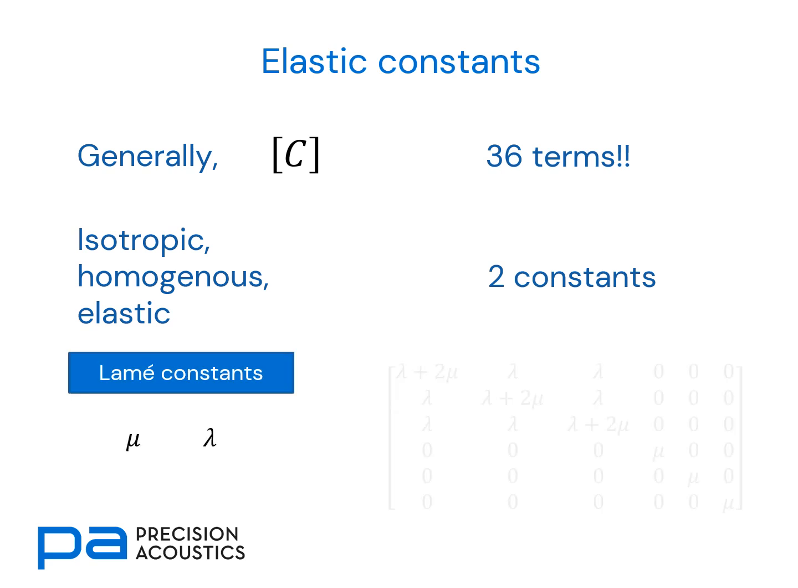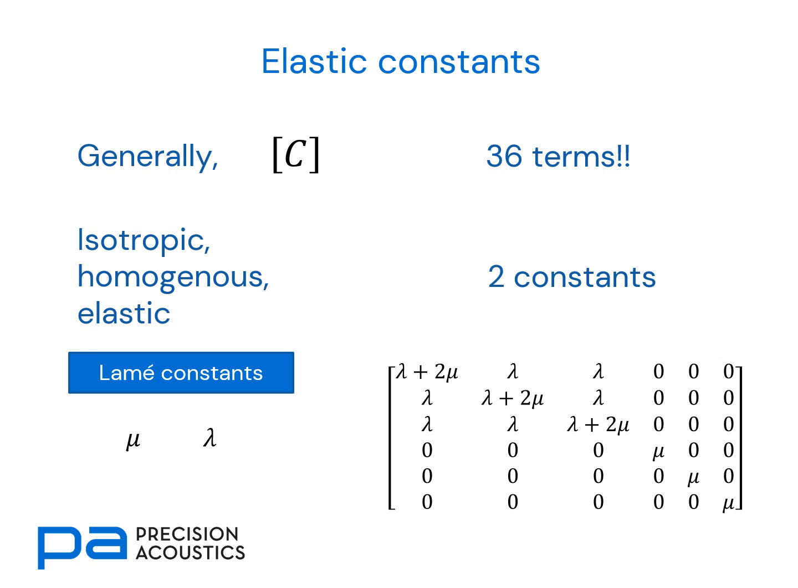And we can see how they populate the elastic constant matrix as shown. Notice here that the upper left quadrant has got diagonal elements of lambda plus 2 mu and off-diagonal elements of lambda. And the bottom right quadrant has got diagonal elements of mu, where all other terms in the matrix are 0.